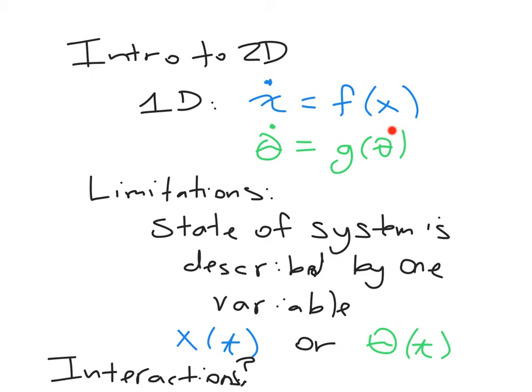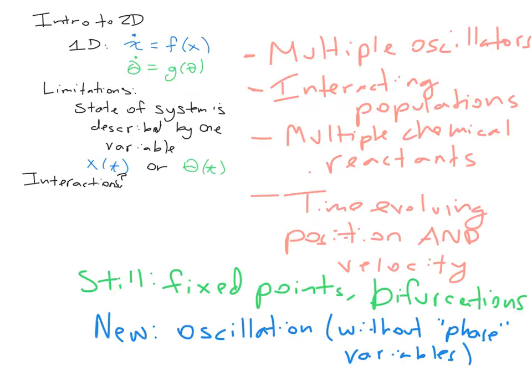For a 1D model to be useful, we need a system where it's okay for the state of the system to be described by one variable. So in this case, the state of our system was x of t, and in this case, the state of our system was theta of t. What if we wanted to represent interactions? Well, we weren't really able to.